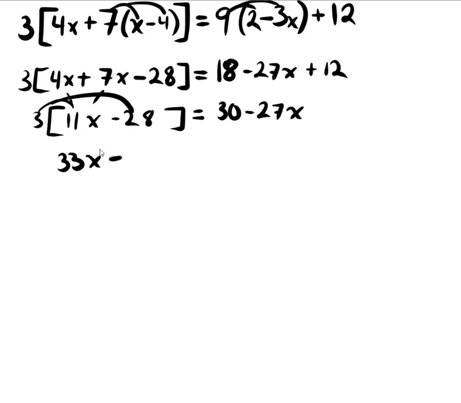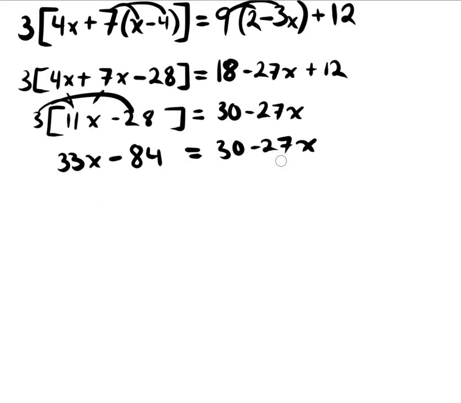Let me see if I can rewrite that so it's just a little more clear. Minus 84 is equal to 30 minus 27x. And what I need to do now is I have two different x's. I have a 33x and I have a negative 27x. And I need to ask myself which one of those is smaller.